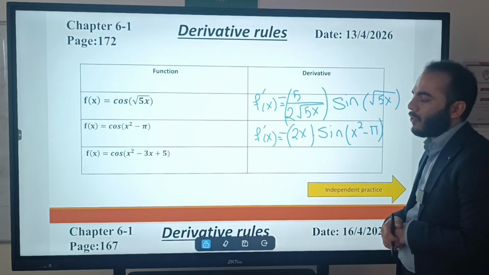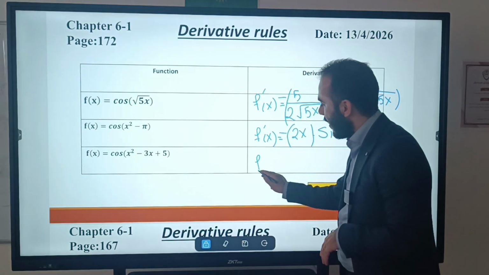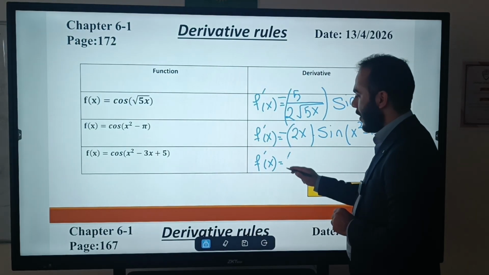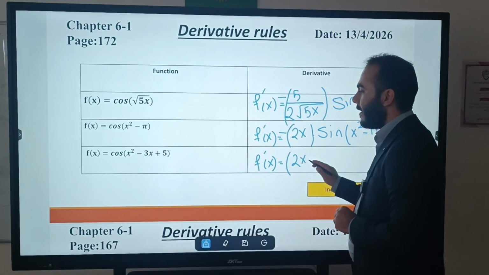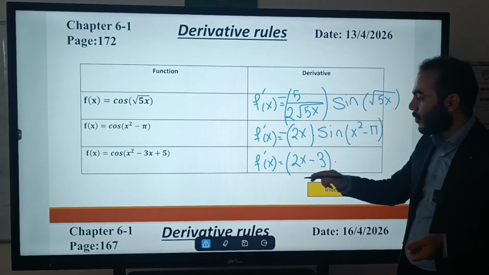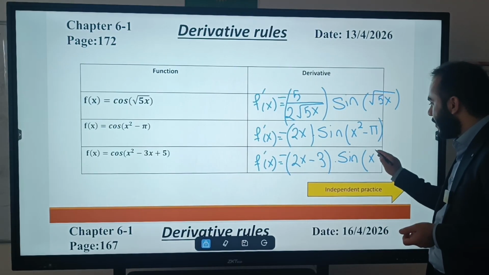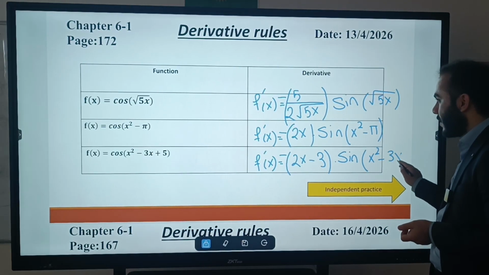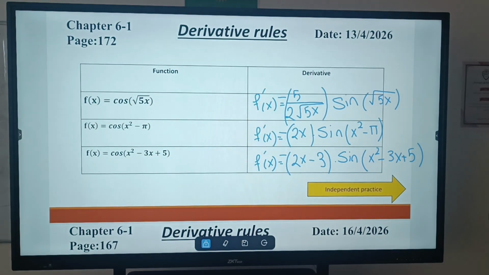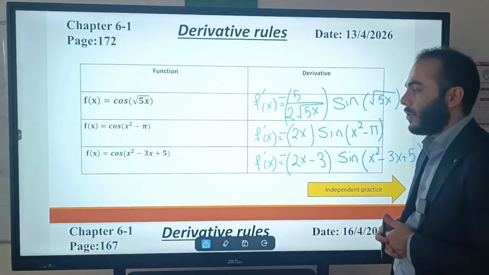f of x equals cosine of x squared minus 3x plus 5. In that case, f prime of x equals the derivative of what is inside the bracket. We have 2x minus the derivative of 3x, which is 3, times the derivative of cosine, which is minus sine, the same thing, x squared minus 3x plus 5. I hope that by solving this question, things are going to be obvious and clear.